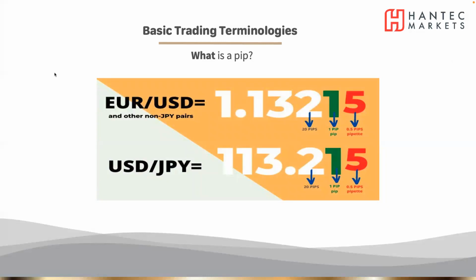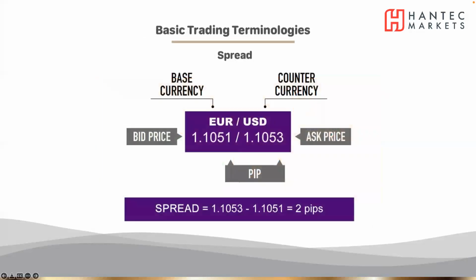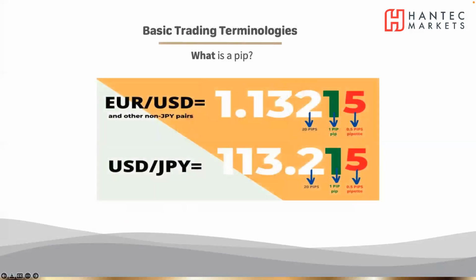If this number 1 changes to 3, for example, that has now become a 2 pip movement, okay? So always regard this green number, the 4th number after the decimal point, as the pip movement for Euro USD, GBP USD, most of the pairs. As you can see, USD JPY, the JPY pairs, they move on a different pip movement. USD JPY moves on the 2nd pip movement, okay?